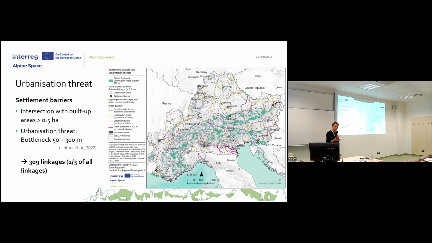And to explain a little bit more in detail the urbanization threat: these are bottlenecks caused by settlement development. And 309 linkages have a bottleneck of 300 meters caused by urbanization, and especially in the outer alpine space, not so much in the inner alpine space. And this was quite surprising for me, that the number is so high.